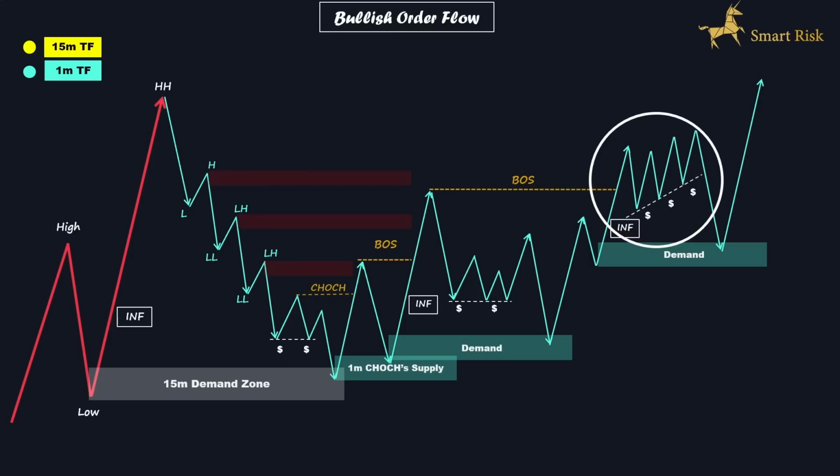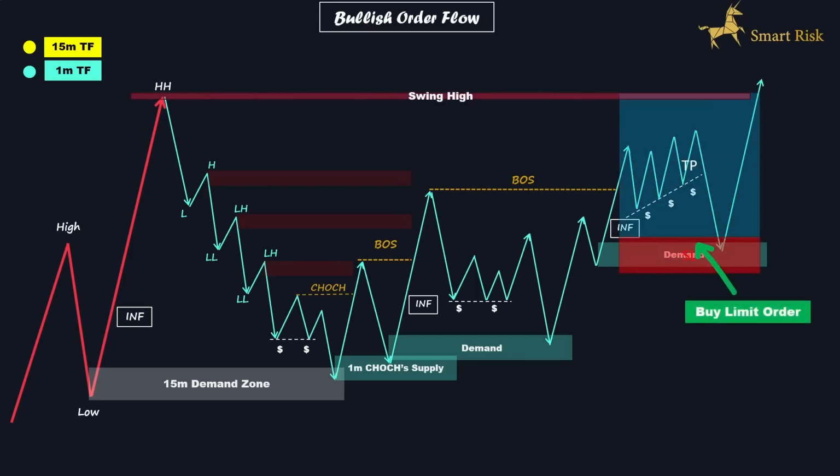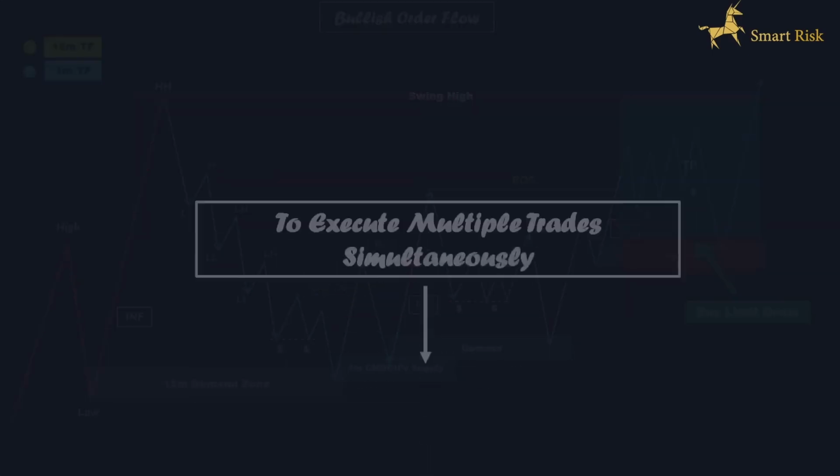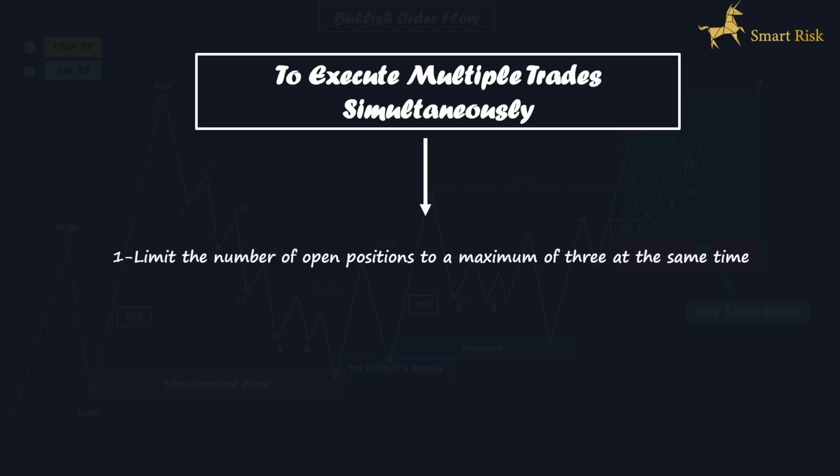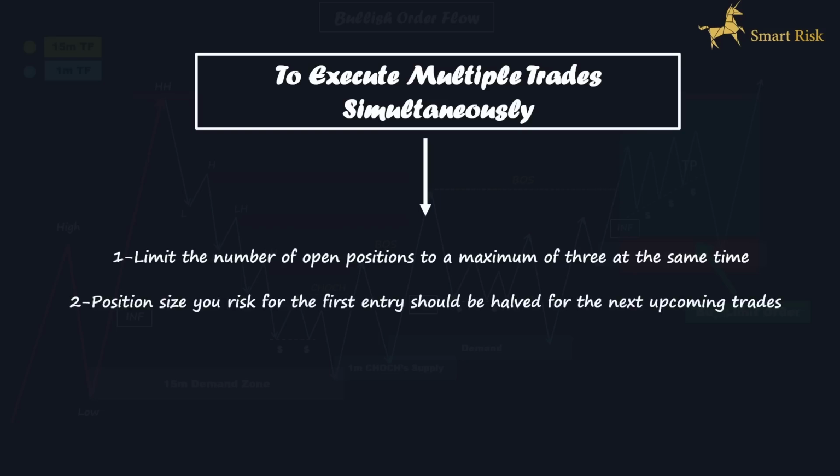With all the criteria of the continuation entry model met, we can now place our buy limit order at the highest point of the order block and set the swing high as our take profit target. To execute multiple trades simultaneously, there are certain points and rules you must consider. Limit the number of open positions to a maximum of 3 at the same time. Always remember that the position size you risk for the first entry should be halved for the next upcoming trades. For example, if your first position size is 2 lots, it's advisable to risk half that amount, which is 1 lot, for the subsequent trades. Now let's proceed to the real chart and see trading examples.